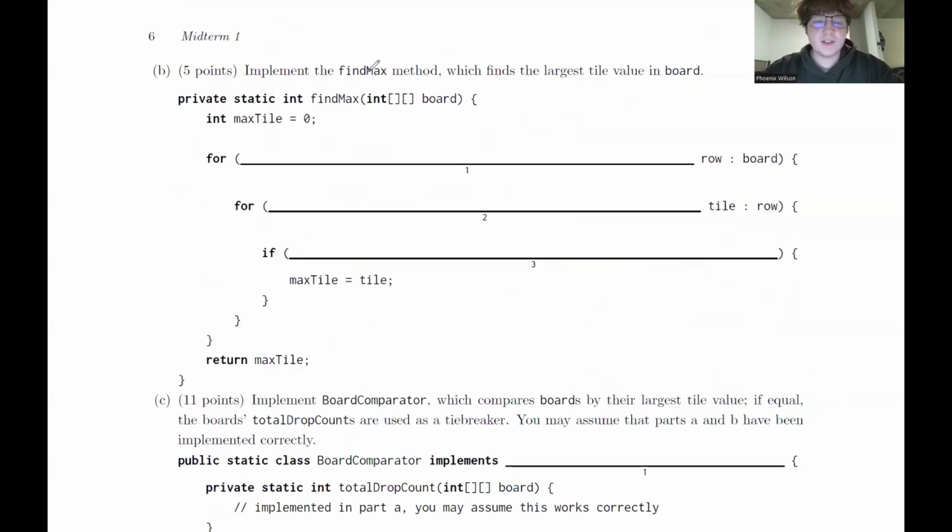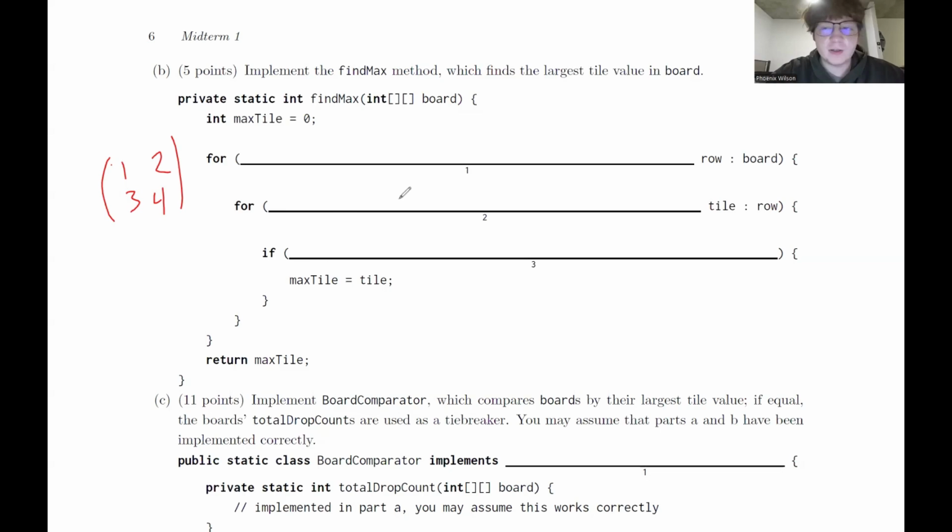So this problem is asking us to implement the find max method, which finds the largest tile in the board. If we just go through the skeleton code, we can try to see how it matches our intuition. So maybe if we have a board which looks like 2, 3, 4, one way to find the maximum is just to go through each entry and see if it's larger than what we've already seen.